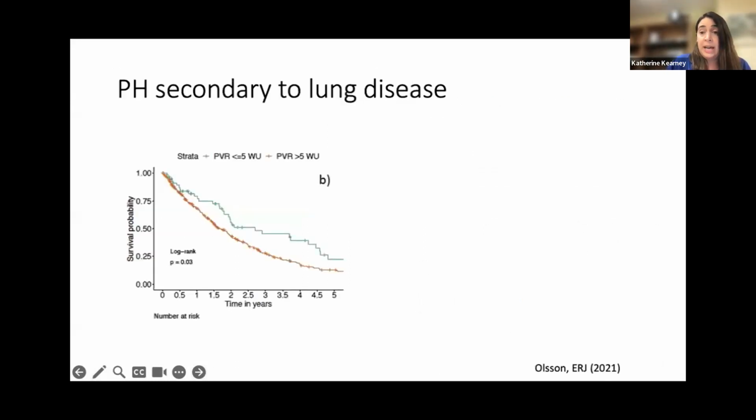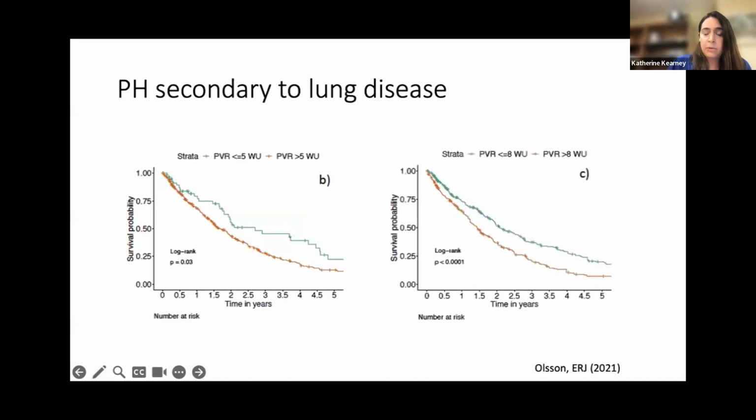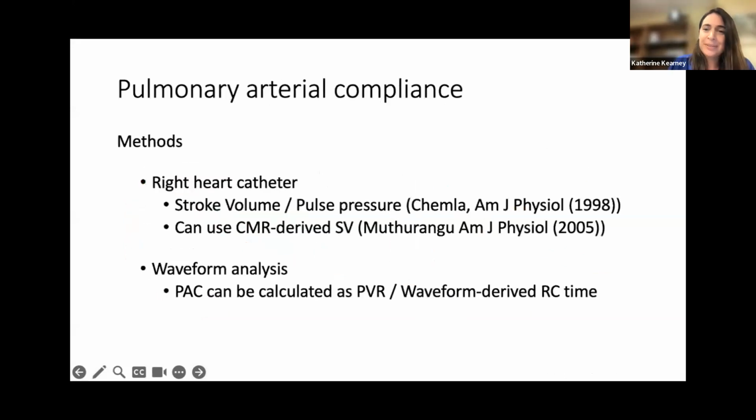Does the spectrum of PVR add further colour to this? Literature shows clear differences in patients with pulmonary hypertension secondary to lung disease at the inflection points of 5 Wood units, as shown here, and 8 Wood units, as shown here, in these Kaplan-Meier curves from an analysis of the European Comparator Registry. However, this is not borne out across the spectrum of pulmonary hypertension, apart from the inclusion of the PVR less than 5 Wood units in REVEAL 2.0.